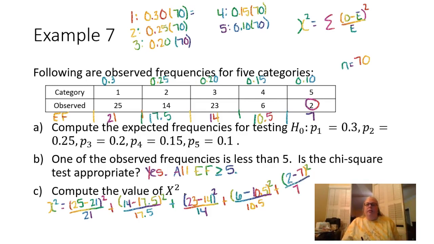And then we need to put all this in the calculator and see what kind of a value we're going to get back for chi-squared. And we'll round it to 3 decimal places. And this is giving me 12.748.